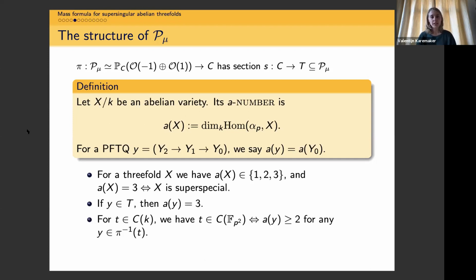Further, if we have a point C on the Fermat curve, then this is a point over F_p squared if and only if the a-number of the corresponding PFTQ is greater than or equal to 2, so for anything above that T. And so finally, if we have a Y in P_mu, a PFTQ, then this has a-number 1 if and only if Y is not in T and the pi of Y is not a point over F_p squared on C. Okay, so what this is telling us is that the a-number of X tells you sort of where we are in this space, and this will in turn give you some restrictions on what T and U can be.